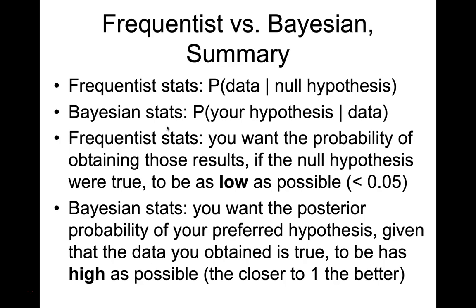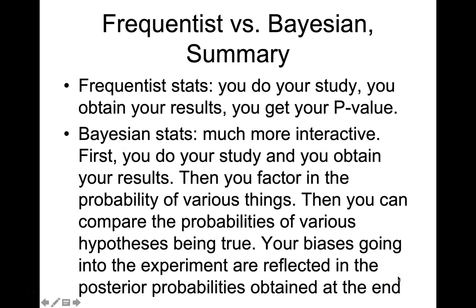So if you're looking at the results of a Bayesian statistical test, you're looking for a probability that's as close to 1 as possible, because that would mean that your hypothesis is very likely to be true given the kind of data that you have obtained. So with frequentist statistics, the lower the p-value, the better. For Bayesian statistics, the higher the posterior probability, the better.